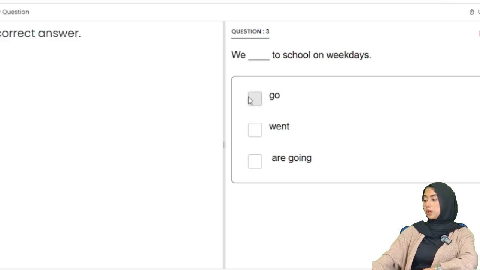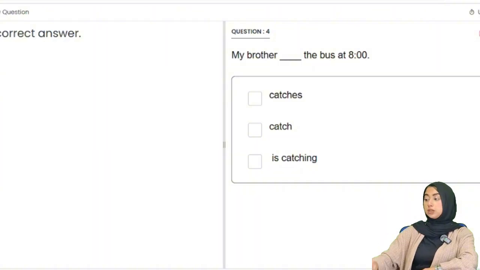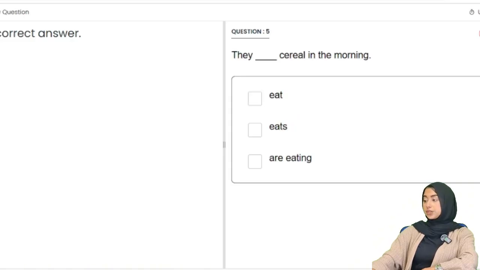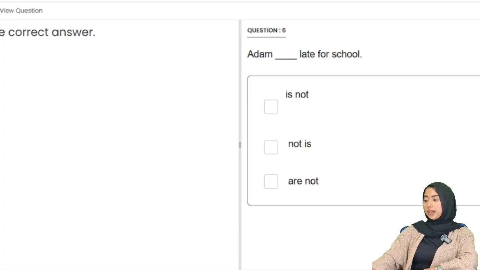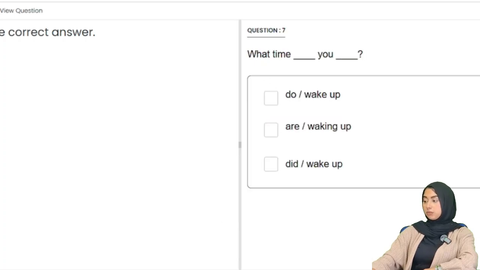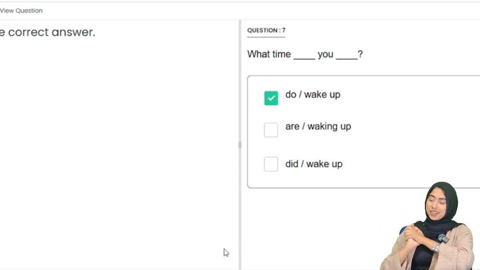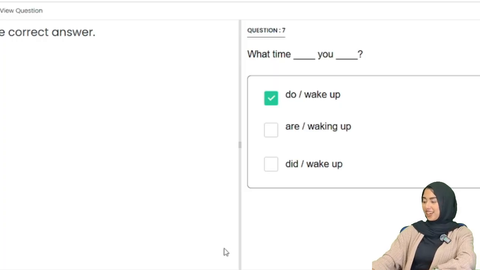Go, good job. Okay, 4, my brother blank the bus at 8. Catches, catch, is catching. Catches, good job. 5, they blank cereal in the morning. Eat, eats, or are eating. Eat, yes, perfect. Adam is not late for school. Okay. Number 7, what time blank you? Exactly, do you wake up? Yes, you are doing great. Good job. Let me just clap for you because you're so smart today. Thank you.